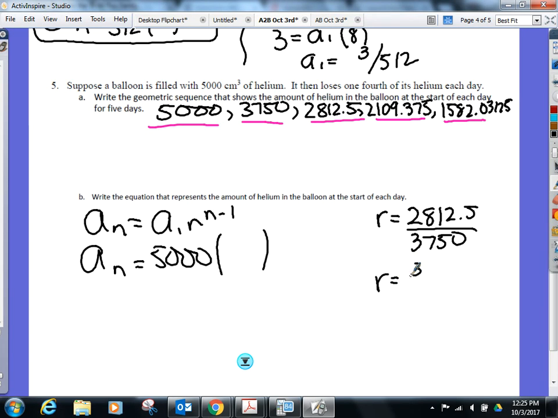0.75 or 3/4? Does everyone see that little, I don't like to call it a trick because it's true all the time, but everyone see how you can find the R value if you're ever unsure of yourself. Take any term in the sequence and divide it by the previous. So 3/4 to the n minus 1. All right. Questions from you guys here?